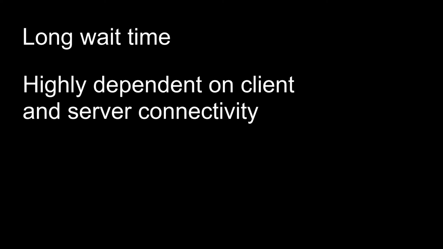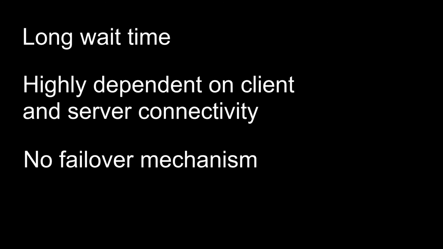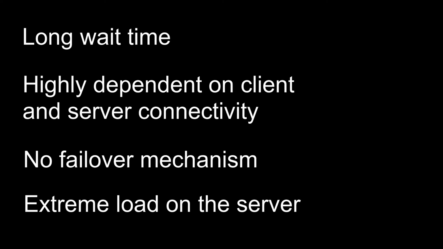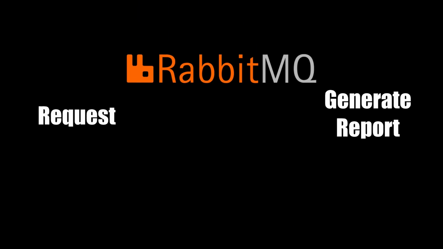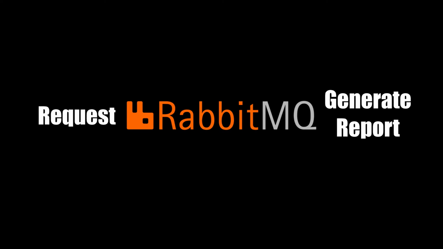So to summarize, the common problems an application like this can have are long wait time, high dependence on client and server connectivity, no failover mechanism, and extreme load on the server. So to solve this problem, the best approach we can go for is to make the process of requesting and the generation of the report asynchronous. So to facilitate this approach and to add failover features and many more, we have RabbitMQ to our rescue. What RabbitMQ does is it acts as an intermediate gatekeeper which takes requests from the users and queues them to be processed by the backend service.